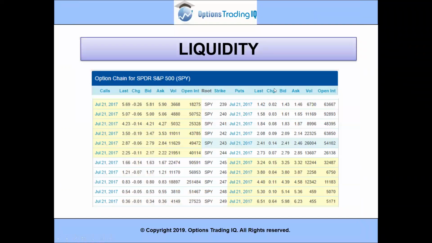Okay, you can see that here as well. We've got volume here in this column and open interest. You can see just a huge amount of volume in every single strike here and a huge amount of open interest. So it's very, very easy to get fills at good prices.